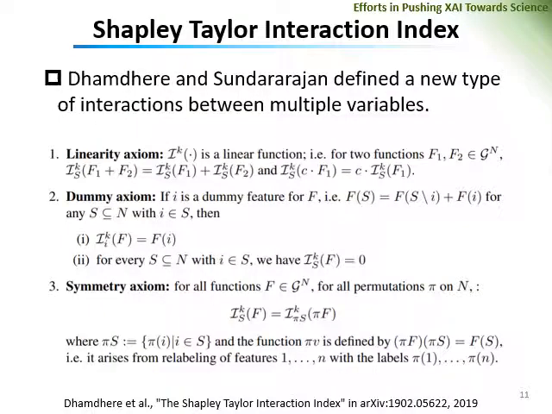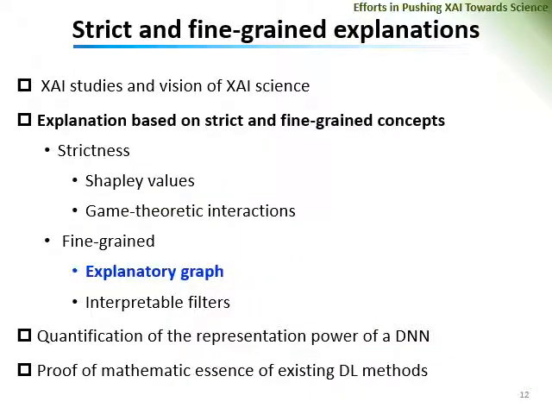In fact, there are many other ways to define the interactions between input variables. In this slide, I show another way to define interaction, namely the Shapley Taylor interaction index, to define the interaction between multiple variables, which can be used to explain the neural networks. Previous slides show some theoretical foundation to ensure the strictness of the explanation.